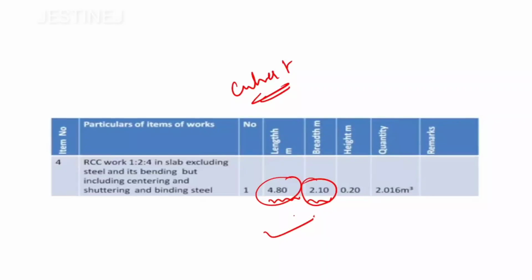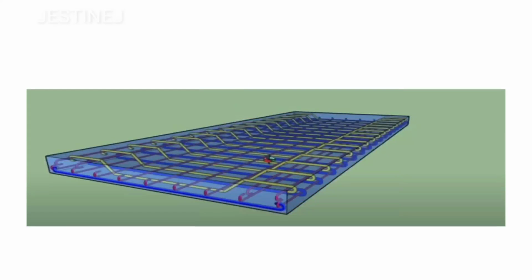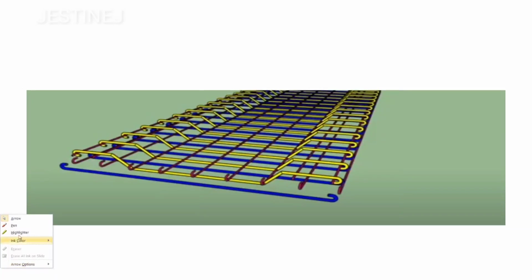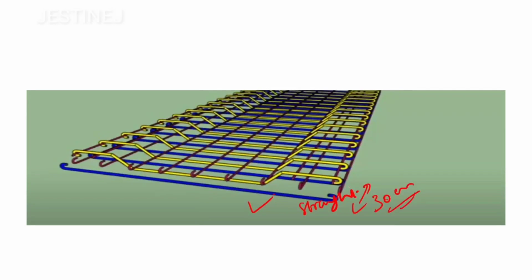particular RCC work. If you observe, the reinforcements are arranged in this way, such that the blue represents the main bars, which are straight bars. The spacing between these straight bars is going to be 30 centimeter, and in between there is a cranked bar also provided.